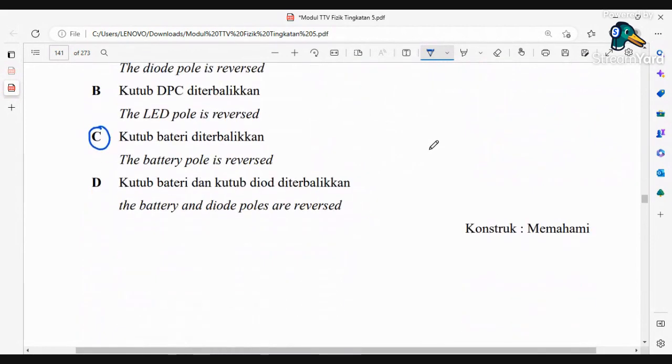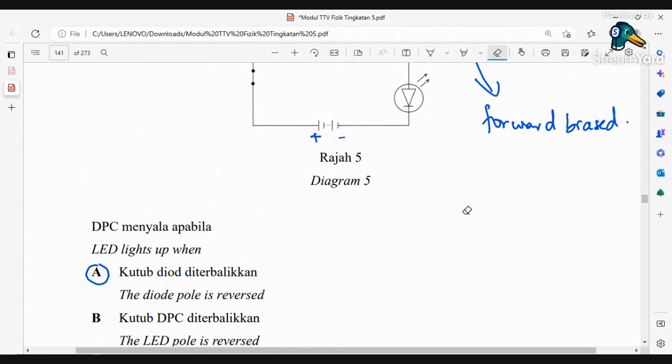Sorry, the LED also must function as a diode. So you cannot reverse this one. The battery pole cannot be reversed because the diode is already connected that way. The LED is a light emitting diode. It's also a diode, so this one also must be forward bias. If you reverse the terminal of the battery, this one will be reverse bias, so we don't want that to happen.